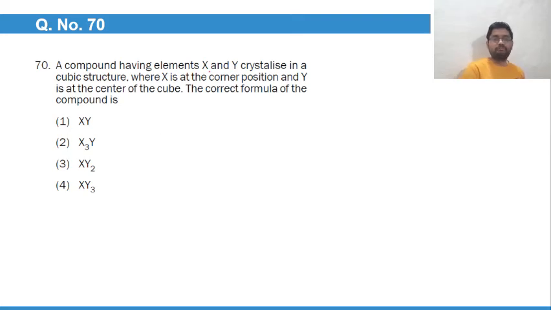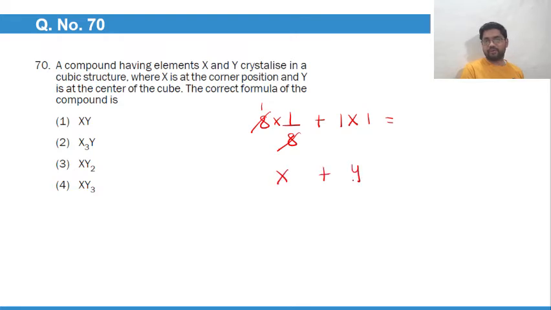70. A compound having elements x and y crystallizes in a cubic structure, where x is present at the corners and y is present at the center. So x is present at corners. There are 8 corners, contribution is 1 by 8, which gives 1. Y is present in the center and its contribution is 1. So this is x plus y, that is xy. We'll go with option 1.